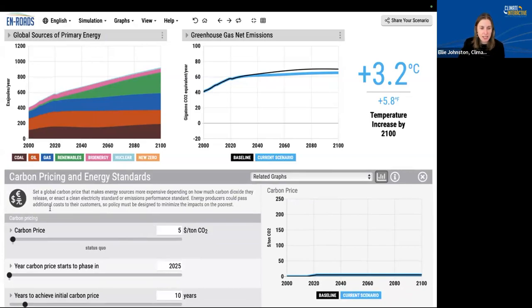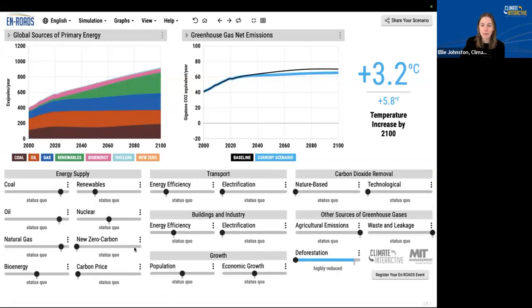So here I can go under and I can say, well, I want to know what the exact number is for that carbon price. You see that actually the carbon price is already set at $5 per ton of CO2. That's because there are so many carbon prices that already exist around the world. If we globally average it out, it equals about $5 per ton CO2. But we could change that, and we can make that much higher.